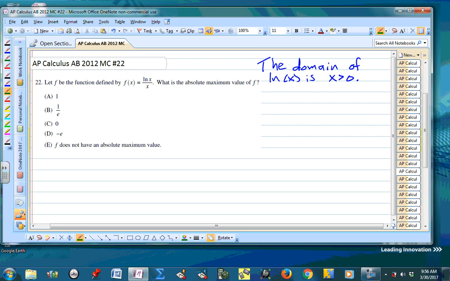But since they don't give us an interval, we'll just assume they're talking about the entire domain of f, is what we should consider. Talking about that, remember that the domain of a natural log function is just any x value or any input value that's greater than 0. We're talking about extrema, we should consider derivatives. Let's start by finding f prime of x.